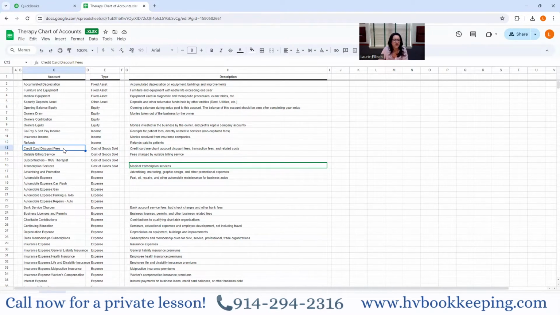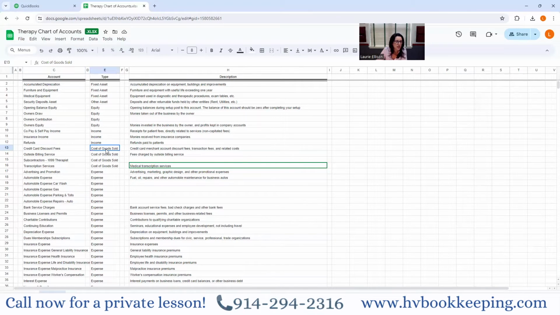Credit card discount fees. This is the amount that the credit card company takes out of your deposit. Now it happens two ways. You can either have a deposit in full and then they take their fee. That's what QuickBooks Merchant Services does. But Square gives you a net deposit. So if you had a $100 deposit and they kept $5, you get 95. So there's two different ways.